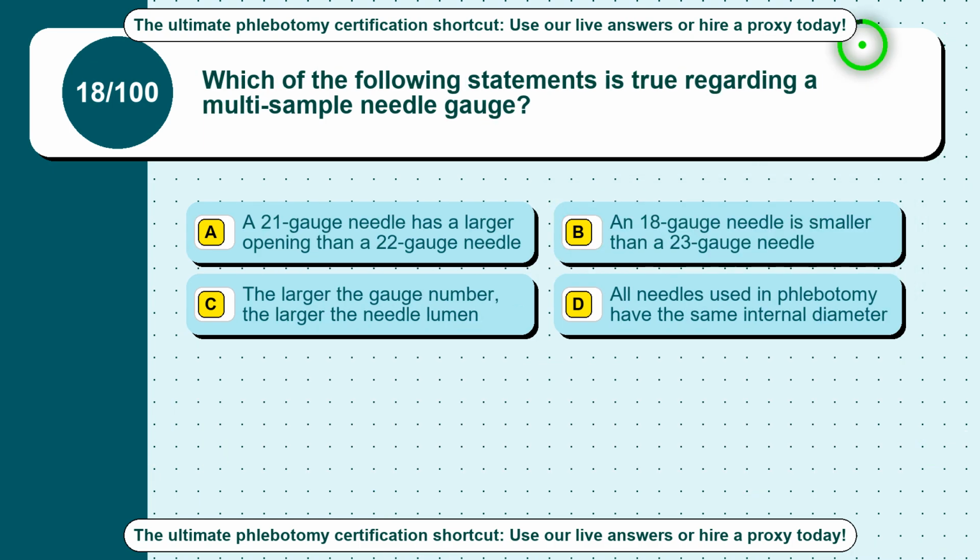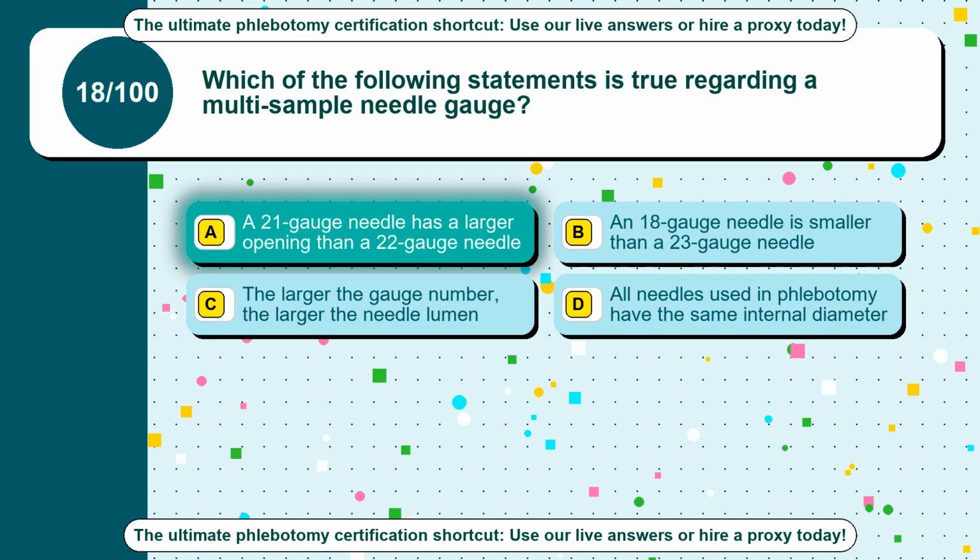Question 18. Which of the following statements is true regarding a multisample needle gauge? Option A, a 21 gauge needle has a larger opening than a 22 gauge needle. Option B, an 18 gauge needle is smaller than a 23 gauge needle. Option C, the larger the gauge number, the larger the needle lumen. Option D, all needles used in phlebotomy have the same internal diameter.